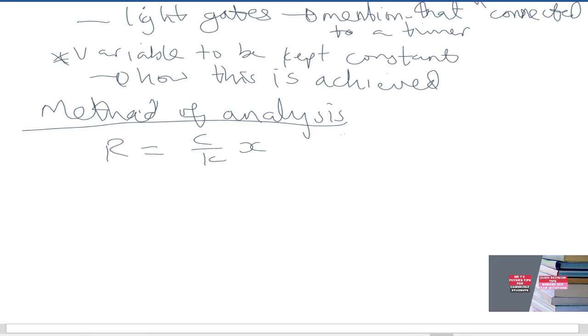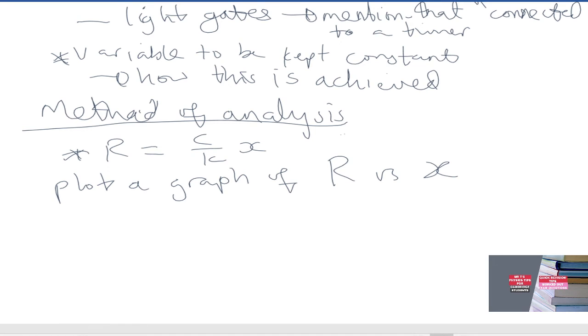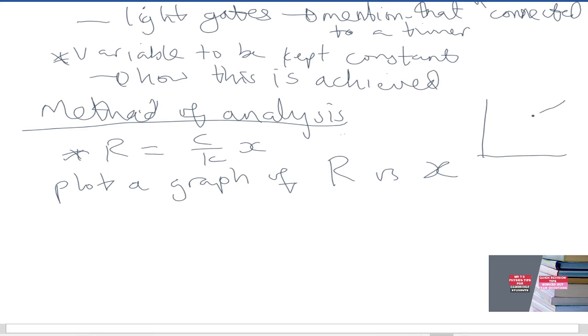Now, in the methods of data analysis, we are going to plot a graph of R versus X. Okay. So we want to linearize the function. I know you know what I mean by linearizing. We want to plot a straight line graph. So the straight line graph might be like this, or it could be like that. Okay, passing through the origin or not. We want to see which one applies in this case.